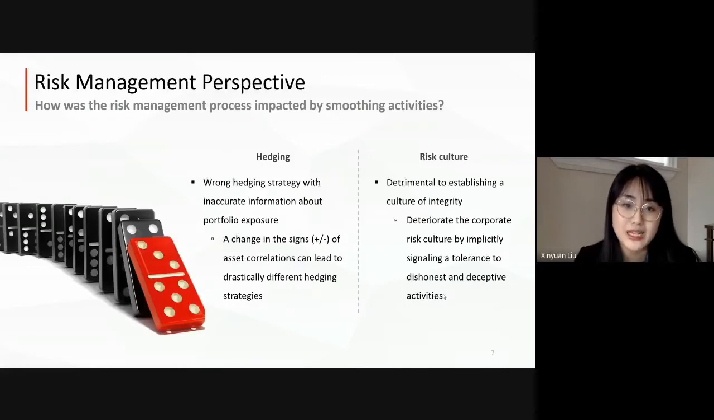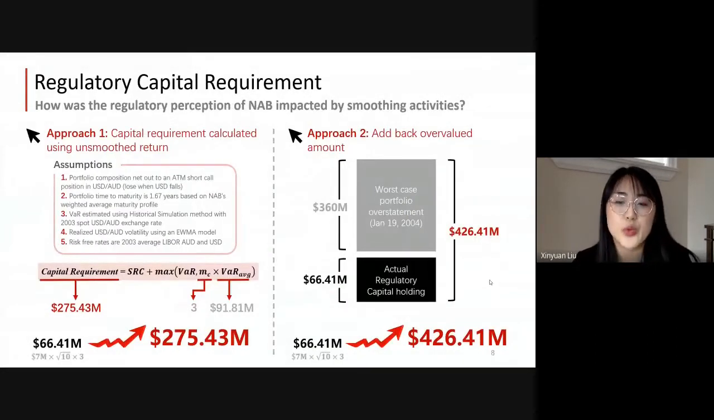From risk management perspective, incorrect performance information also leads to inappropriate choice of hedging strategy. Since the actual asset returns are manipulated, the asset correlation is in turn distorted. Therefore, conducting hedging using distorted correlation, there's a chance that not only it wouldn't help to control the risk, but instead magnifying it. And in addition, smoothing will also deteriorate the corporate risk culture in a way that implicitly signaling all the other employees the bank is tolerating dishonest and deceptive actions. And from a third angle, NAB should also be prepared that regulators will raise their capital requirement. To have a more accurate sense of the size of this impact, we estimated the additional amount of capital requirement in two possible scenarios using two different approaches.